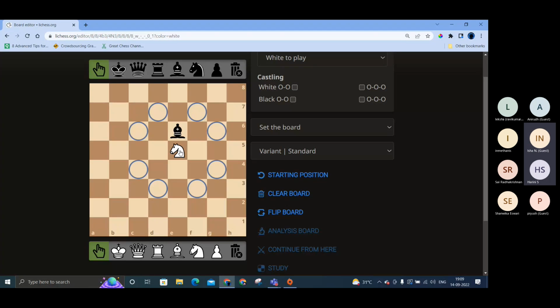If the landing square has an opponent's piece, the knight attacks it. If the landing square has its own piece, the knight supports it. For a knight, only the landing square is important. The knight doesn't care about its way.